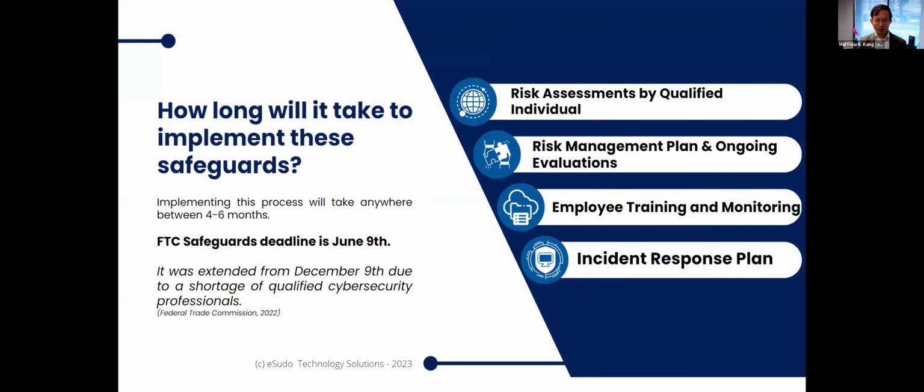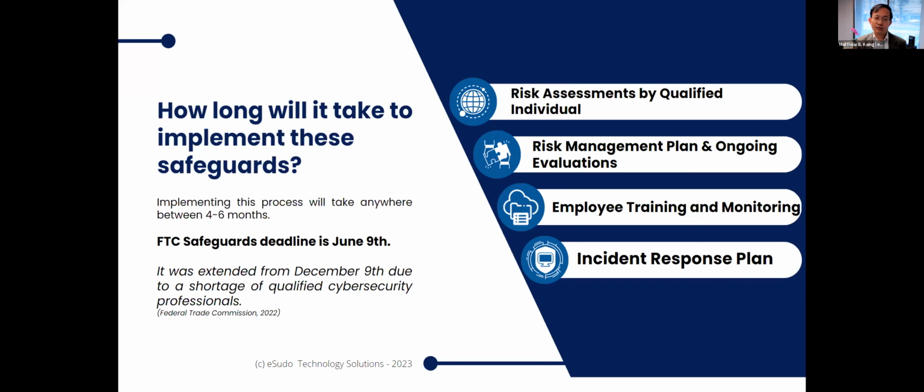There's a lot we just went over, and I'm going pretty fast, so I want to recap here. Oftentimes, doing the risk assessment, implementing what you find from the analysis, doing the employee training and the incident response plan, there's a lot in place here. And on average, for most businesses, depending on your size, it can take anywhere from 4 to 6 months to implement.